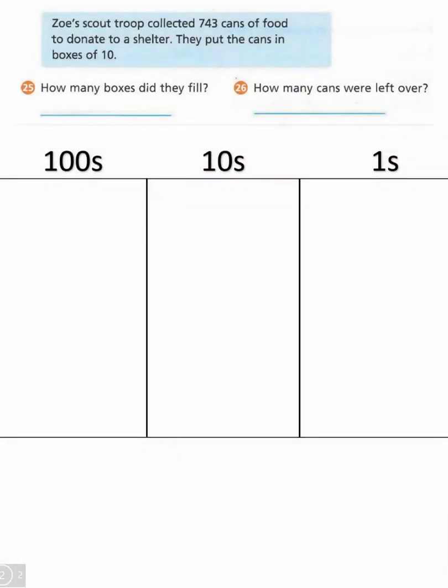All right, so first thing I'm going to do is take this 743 and make a drawing of that, right? So 700, so 1, 2, 3, 4, 5, 6, 7. So there's 700, and then 10, 20, 30, 40, and 3. So that's a place value drawing of 743. But they want us to count boxes of 10, groups of 10. So really we need to count how many groups of 10, because a box is a group of 10.